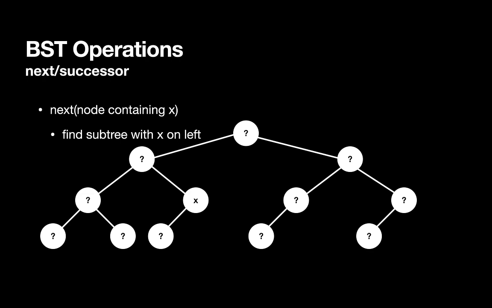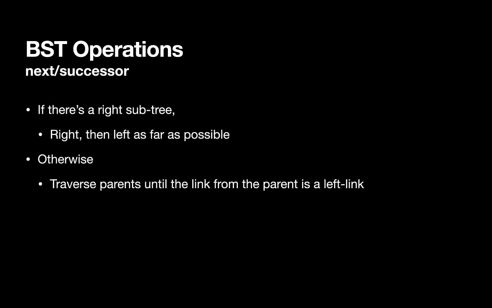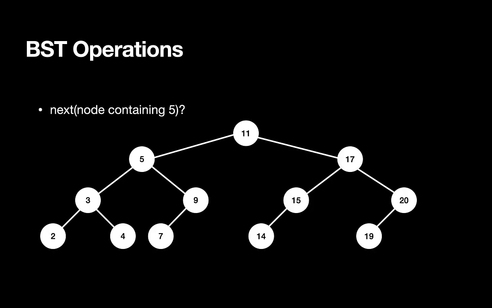Okay, so really what we're trying to do is find a subtree that somehow contains x on its left. And it turns out that there's a relatively straightforward way to do that. We can just traverse parents until the link from the parent happens to be a left-leaning link. Okay, so let's just practice that. So we'll do a couple of variations of next here.